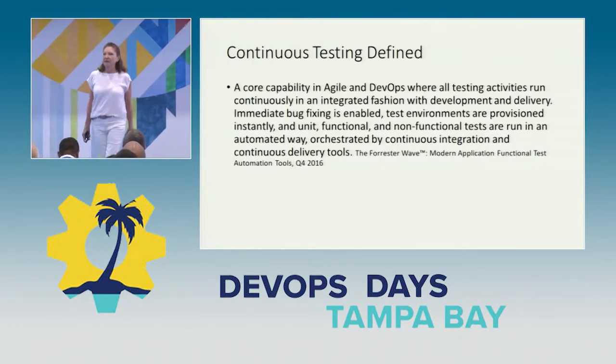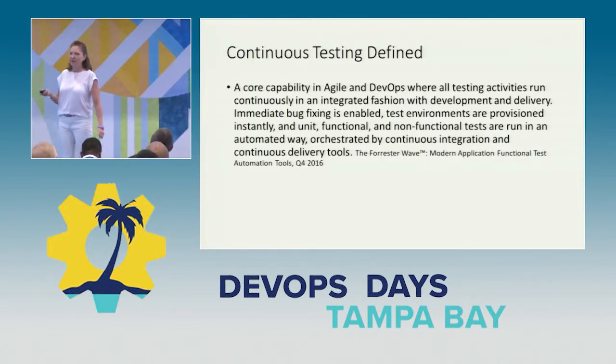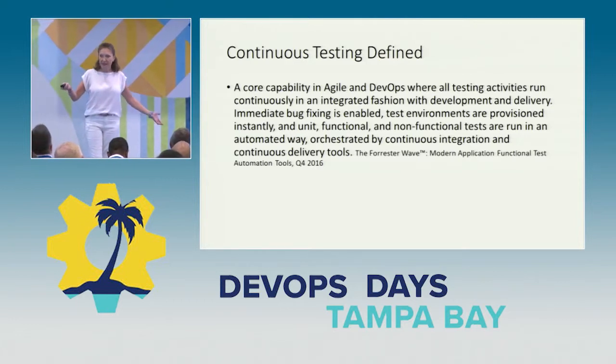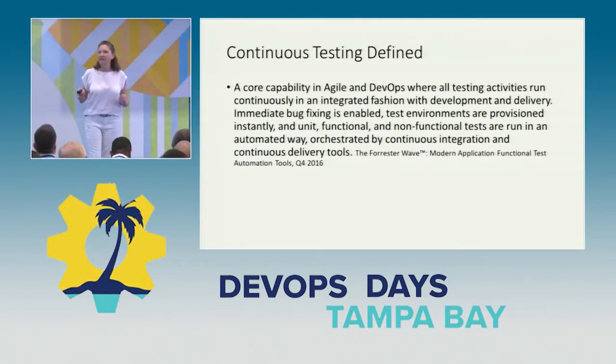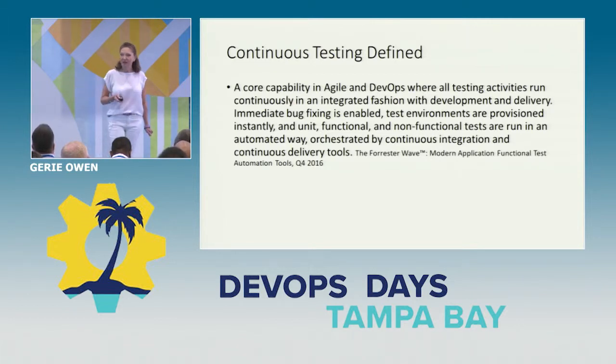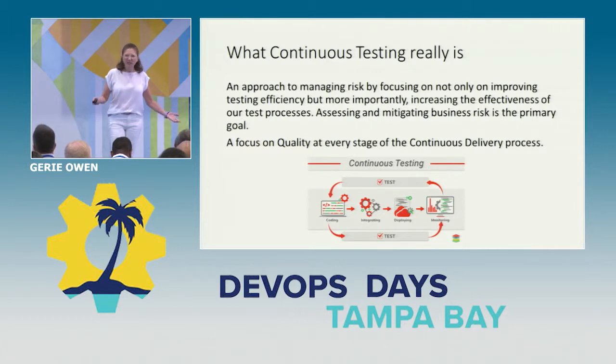So, continuous testing. Well, Forrester defines it as a core capability in Agile and DevOps, where all testing activities are continuously integrated with development and delivery. Bug fixing is enabled immediately, test environments are provisioned instantly, and unit, functional and non-functional tests are run in an automated way, orchestrated by continuous integration and continuous delivery tools. Whoa, that's a mouthful. So what is it really?